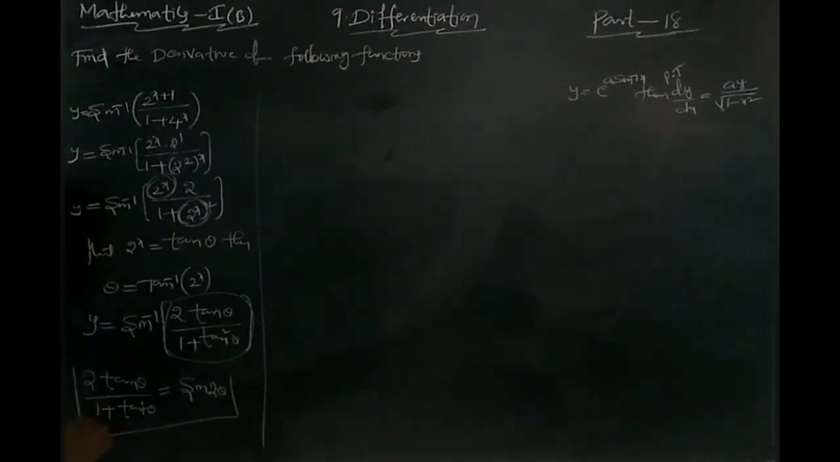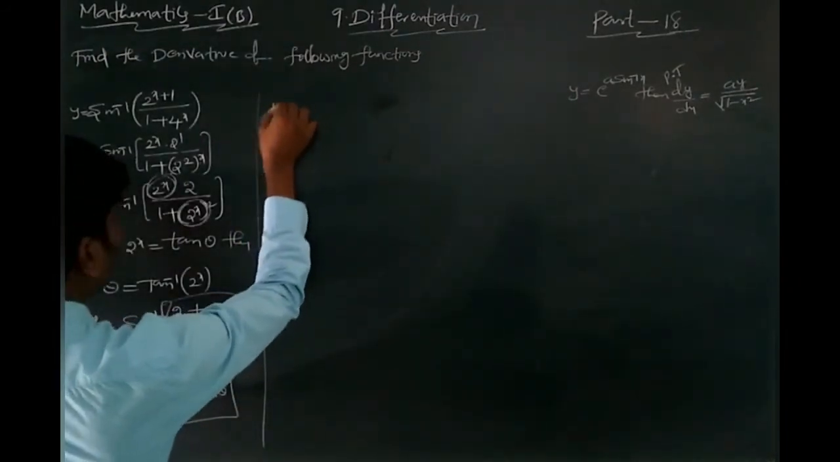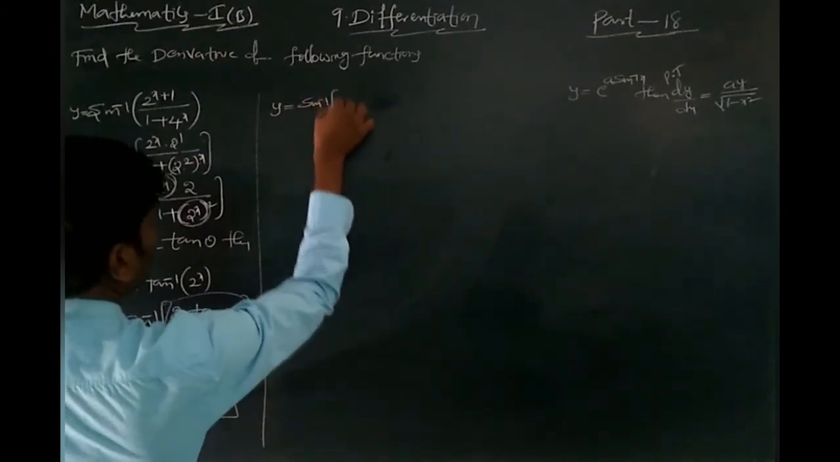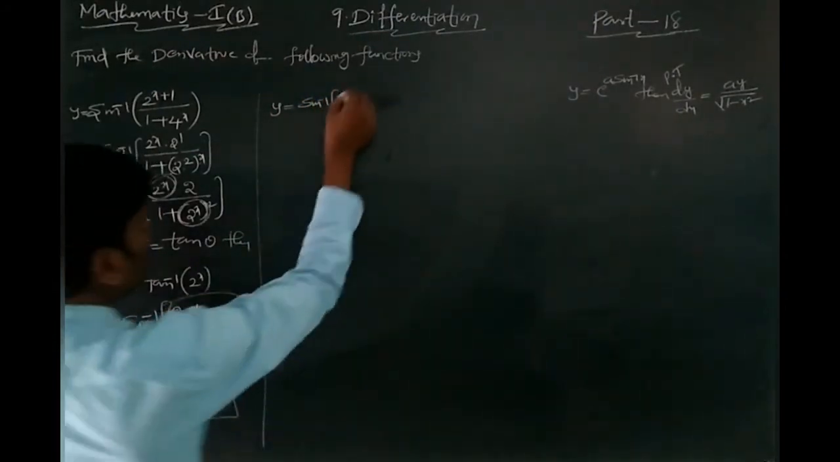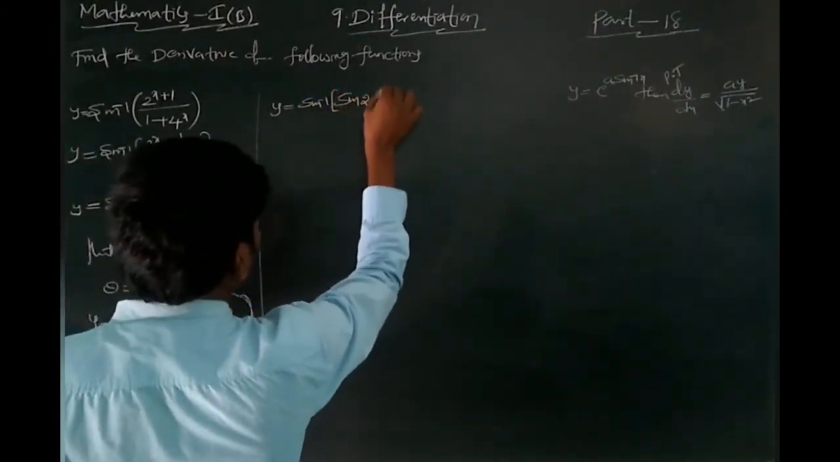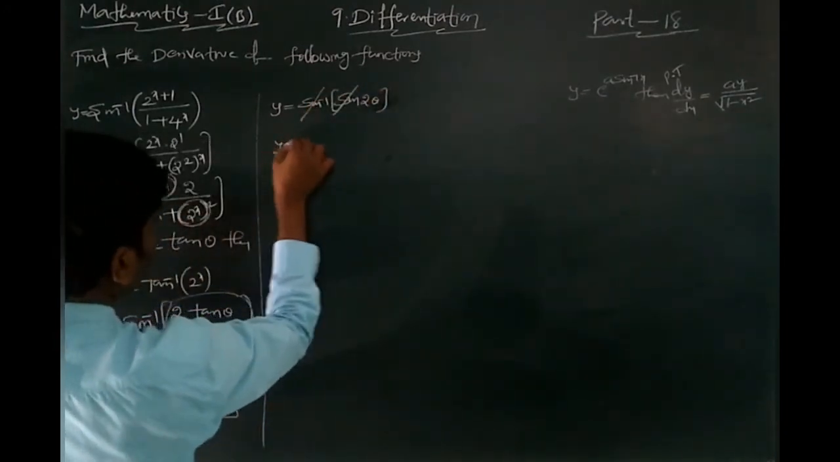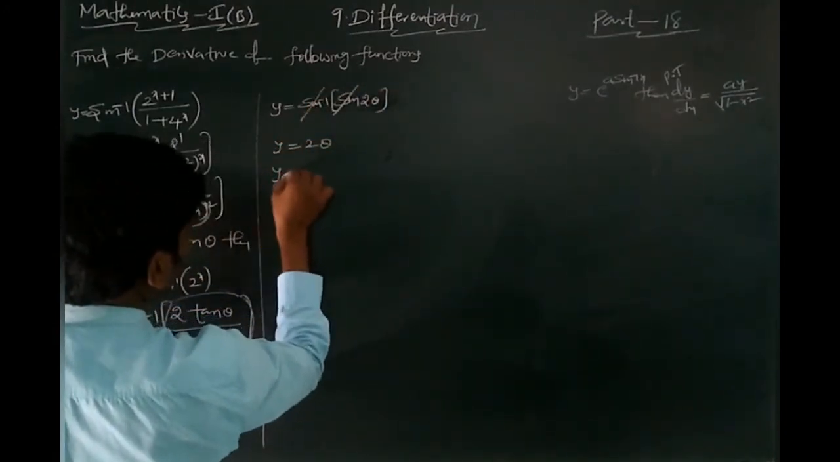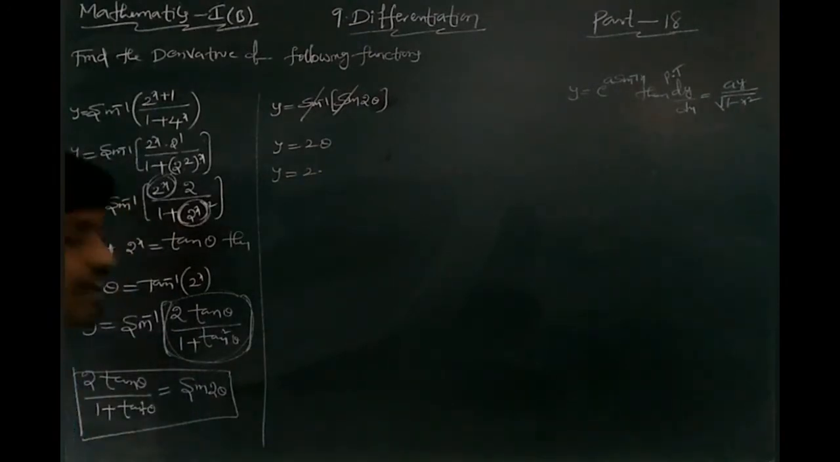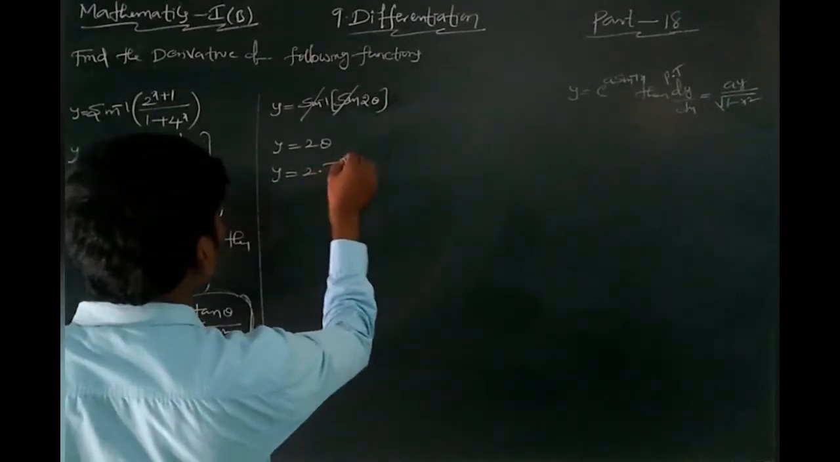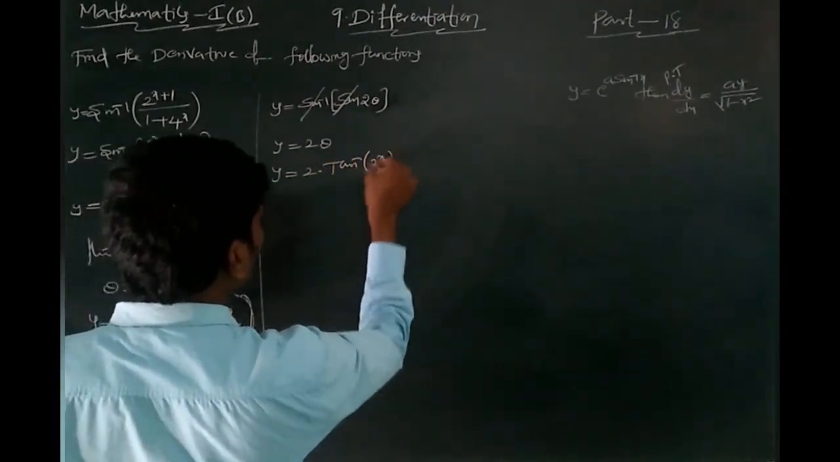This is the formula. In this formula you can write y is equal to sine inverse of this value, equal to sine 2 theta. Then sine inverse gets cancelled, and you get y equal to 2 theta. Y equal to 2 into theta value, what here? Theta value here is tan inverse of 2 power x.